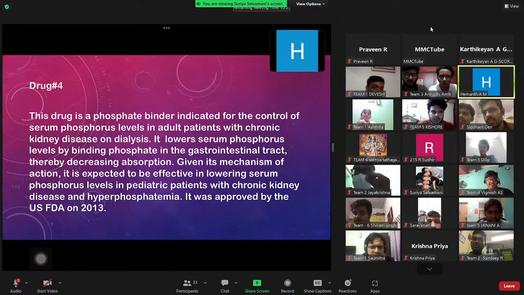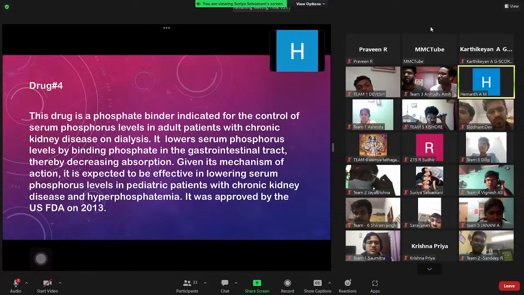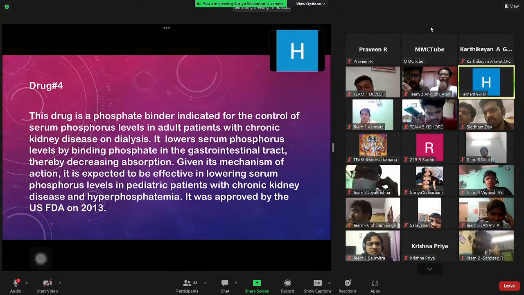The first question, on your drug. It is a phosphate binder indicated for control of serum phosphate levels in adult patients with CKD on dialysis. It lowers serum phosphate levels by decreasing absorption from the GIT. Based on its mechanism, it can be effective in lowering serum phosphorus in pediatric patients also with CKD. So it will decrease hyperphosphatemia. It was approved in 2013. Which is that drug?